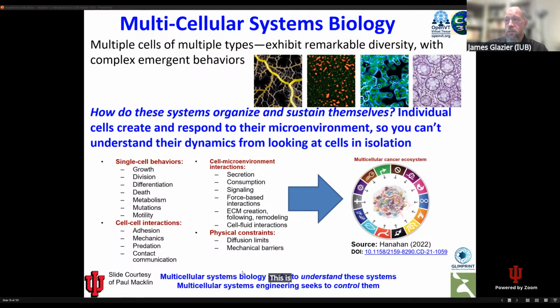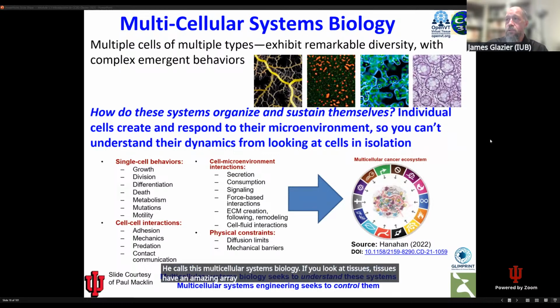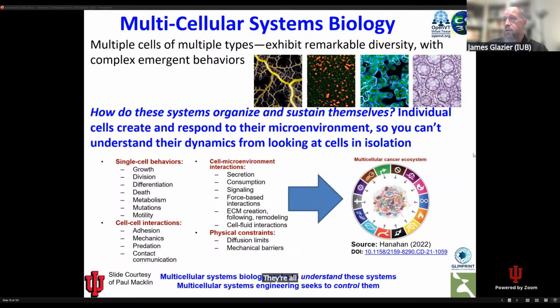This is a slide based on slides of Paul Macklin focusing on cancer. He calls this multicellular systems biology. If you look at tissues, tissues have an amazing array of structures. They're all built out of cells, extracellular matrix, and extracellular fluids. And we'd like to understand how these systems organize and sustain themselves. Cells both respond to their environment and create that environment. So you can't understand what's happening in a tissue by looking at cells by themselves.